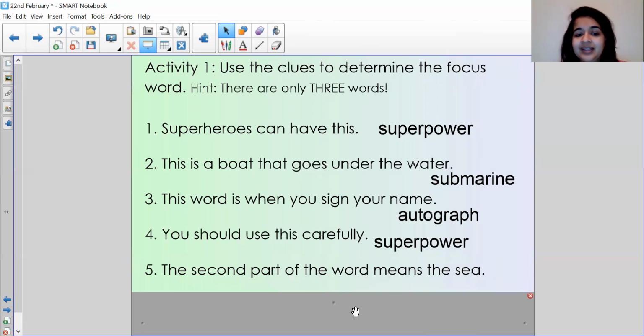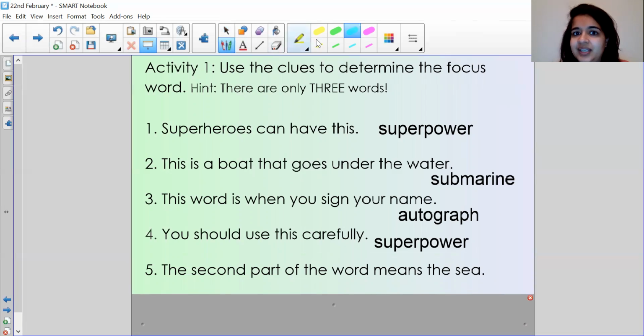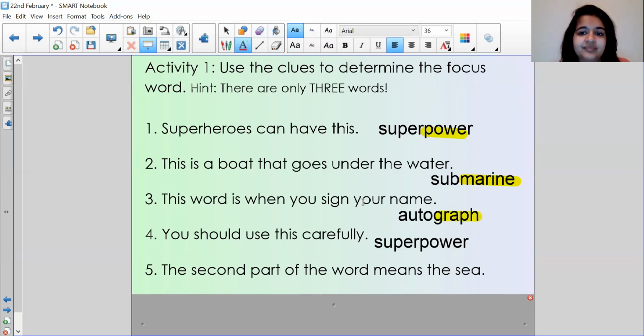Okay? The second part of the word means the sea. Now, if you think back to last week's lesson, I talked about that root word, and that root word means things to do with water, and things to do with the sea. So let's have a look at these ones again. So second part of the word, does power mean sea? Does marine mean sea? Or does graph mean the sea? Okay, so that's your clue. And your answer is submarine.